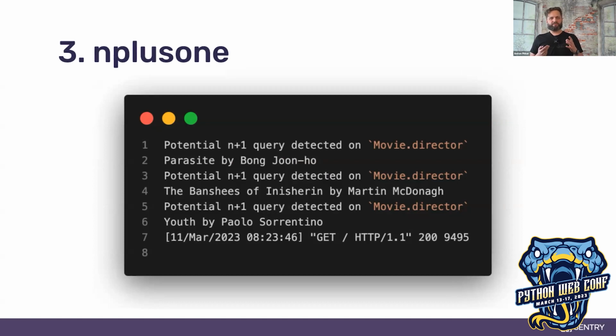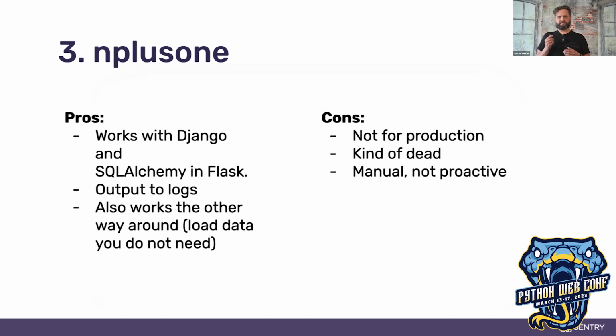This is an approach I really like because it's a little bit more automated, because you can run it and then you can parse your log statements, and then if something is in there, you can send an email or whatever. It's more flexible in this regard than Django Debug Toolbar. The pros and cons here are that pros is it works with Django and also SQLAlchemy in Flask. So this is great for all the Flask people out there.